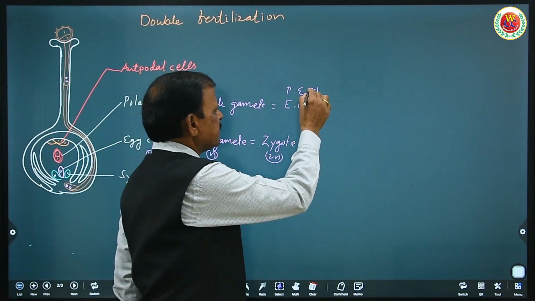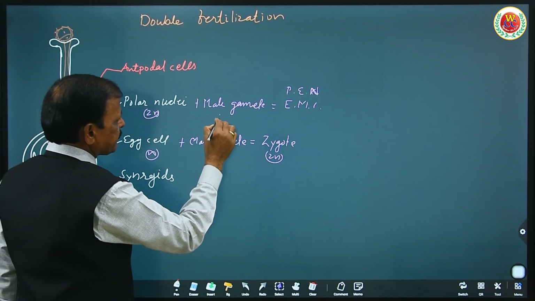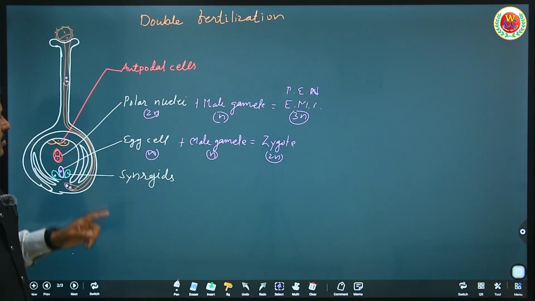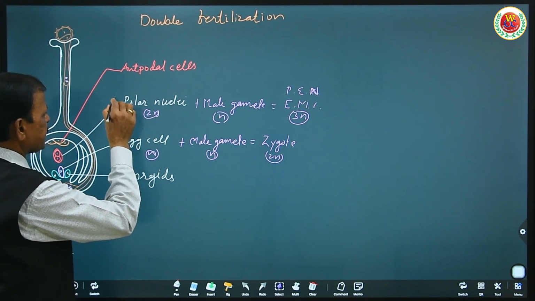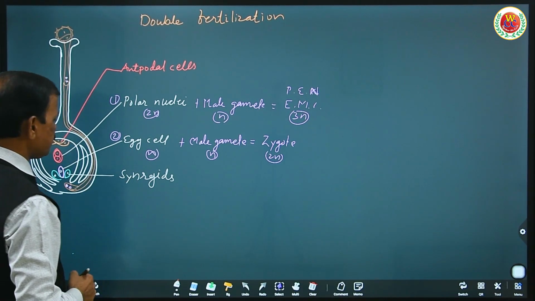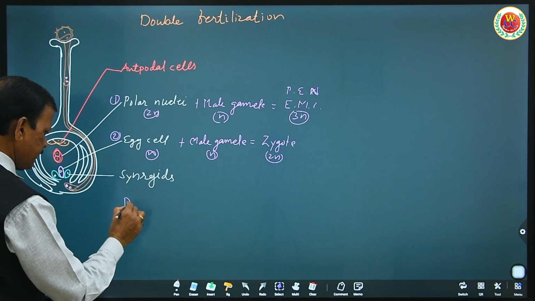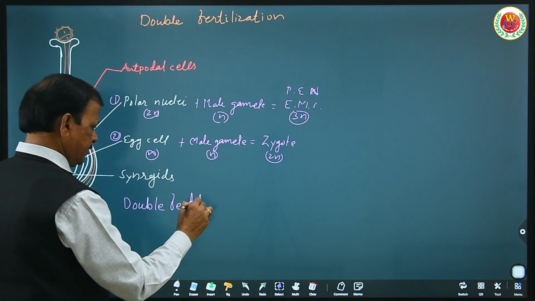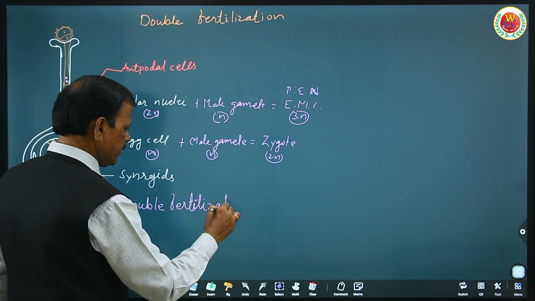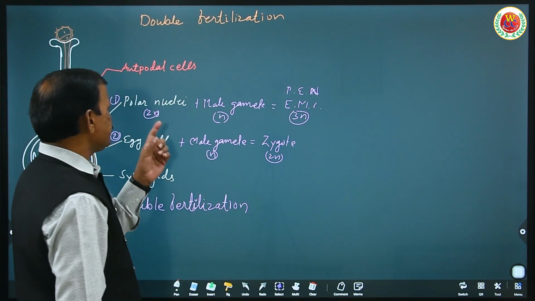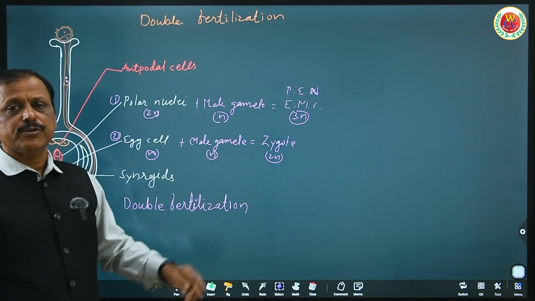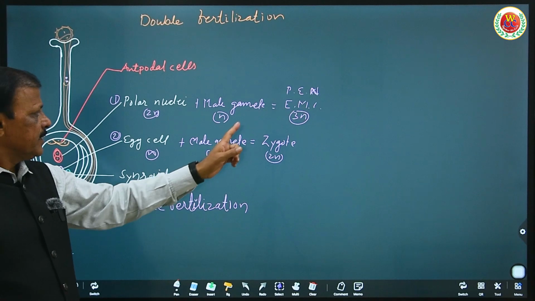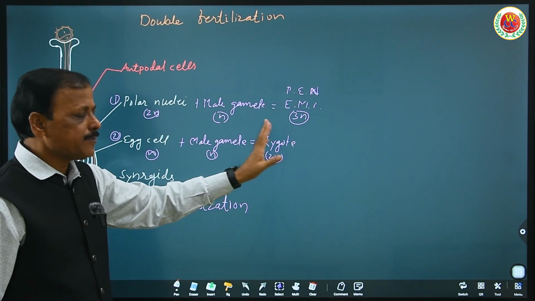So here this is very important, that this is diploid, male gamete is haploid and endosperm mother cell will be triploid. So these 2 fertilization together, fertilization 1 and fertilization 2, is called double fertilization. Where one male gamete fuses with egg cell and another male gamete fuses with polar nuclei to form zygote and endosperm mother cell together is called double fertilization. This is called pre-fertilization, and formation of endosperm zygote is fertilization.